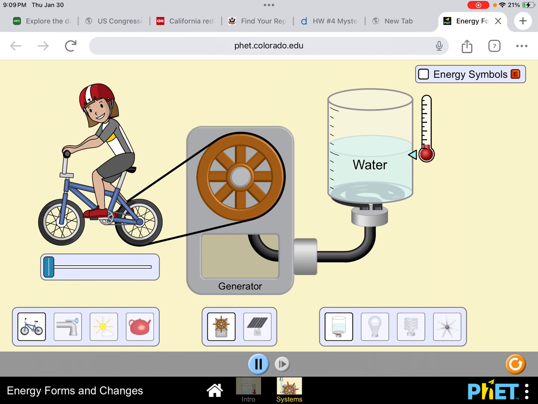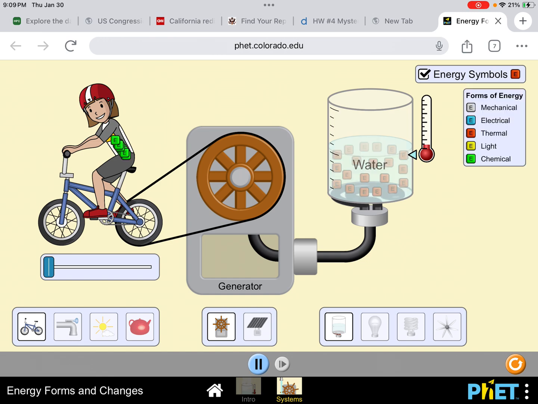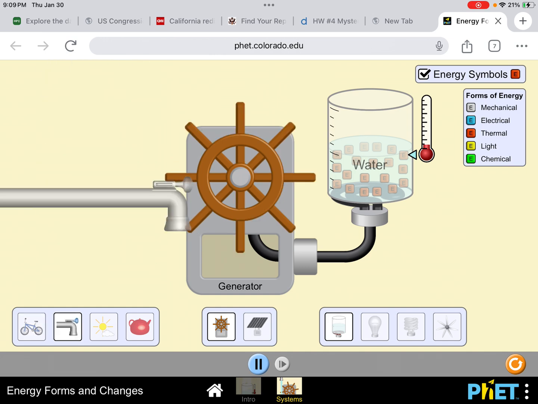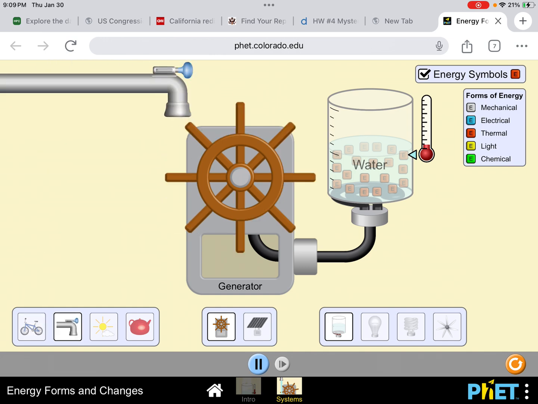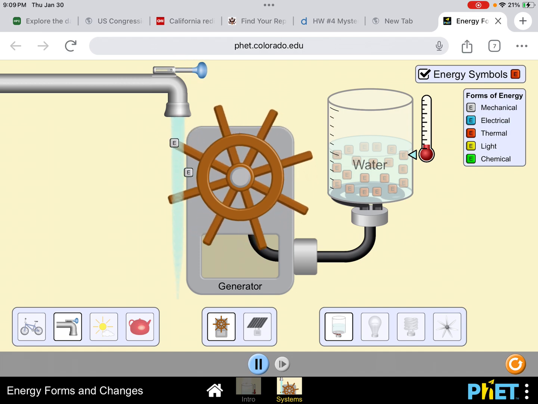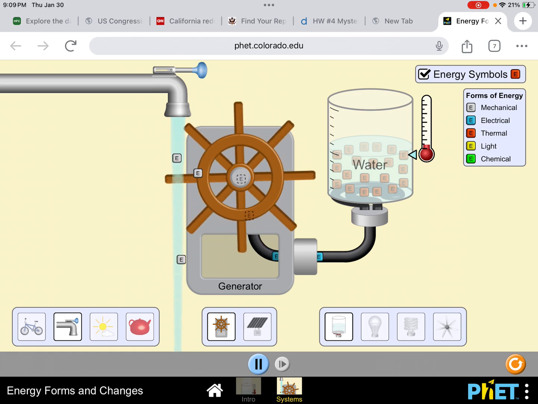and then we're going to make it look like that first picture. And that first picture, actually first we want to click this energy symbols right there, that little box. And then we want to make it look like the first picture, which had a faucet there. And I believe everything else is the same. We have a faucet, a generator, and some water. So let's open the faucet. And so the water is flowing.